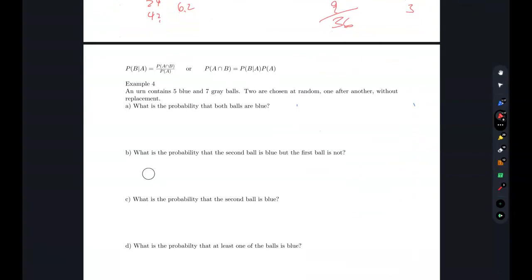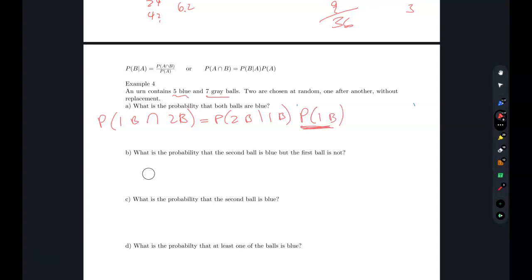Okay, so we've got this urn that holds this many balls, and we're choosing one after another. What's the probability that both are blue? I'll call them blue 1 and blue 2. The first one is blue and the second one is blue. So that's going to give me the probability that the second is blue given that the first is blue, and then I have to multiply by the probability that the first is blue.